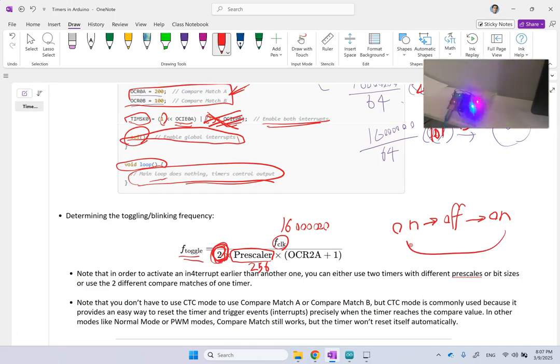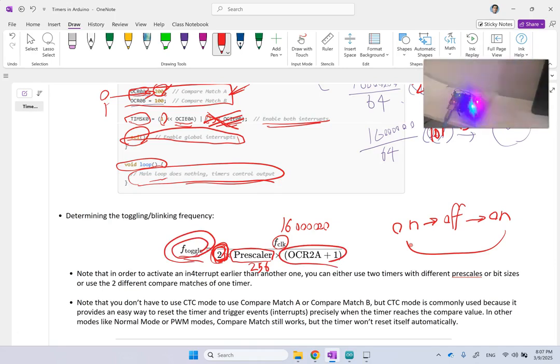And then whatever your OCR is, let's say we are using OCR1A, whatever that number is, since you are counting from 0 to that number, you have to add 1 to that number and put it in the denominator to get your exact toggling frequency.